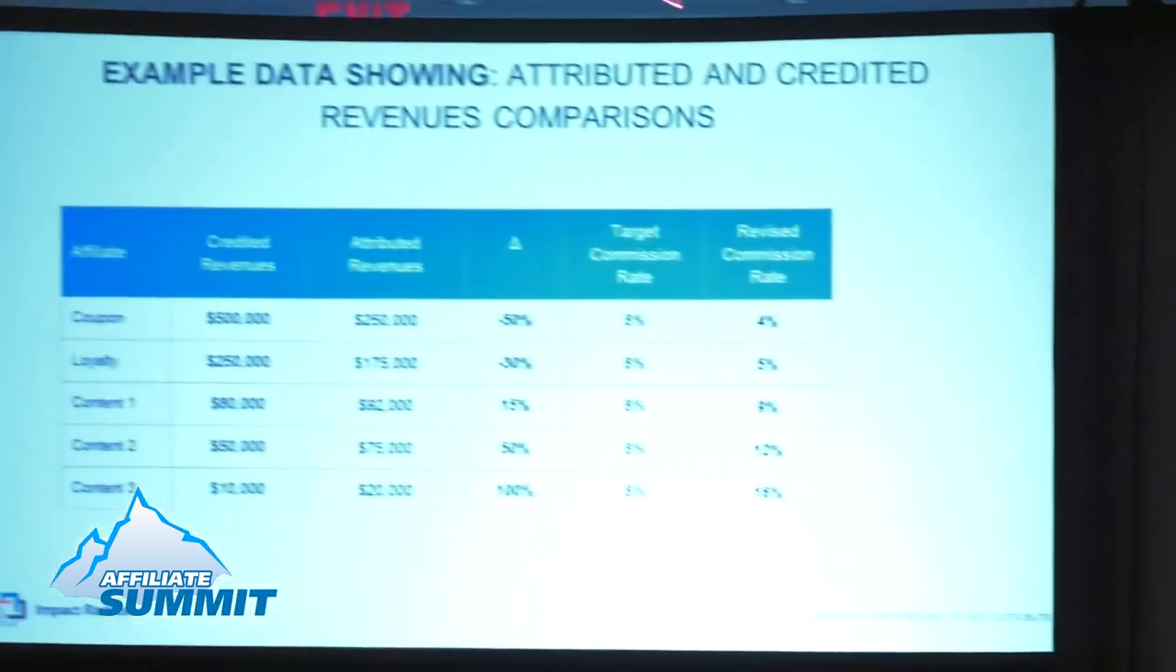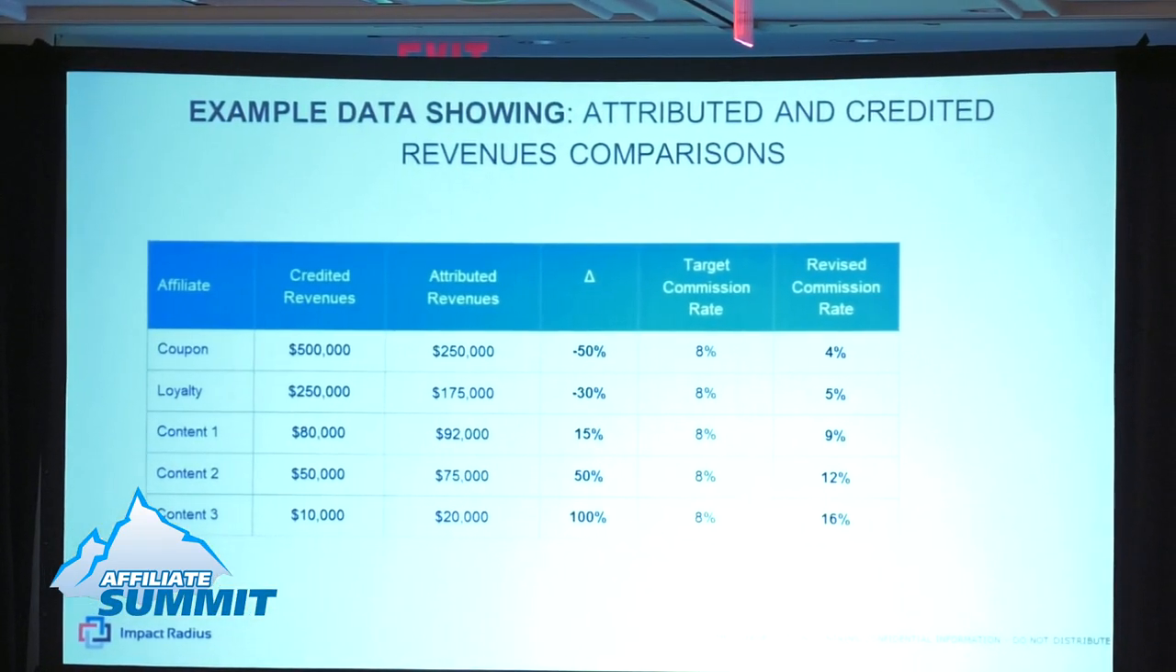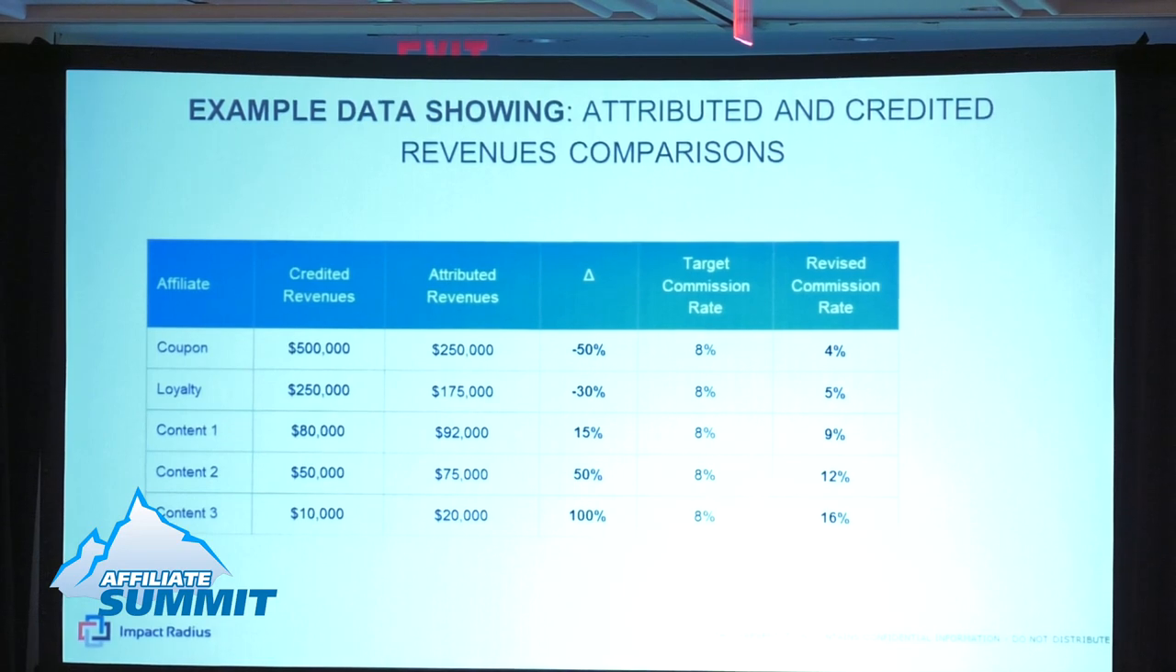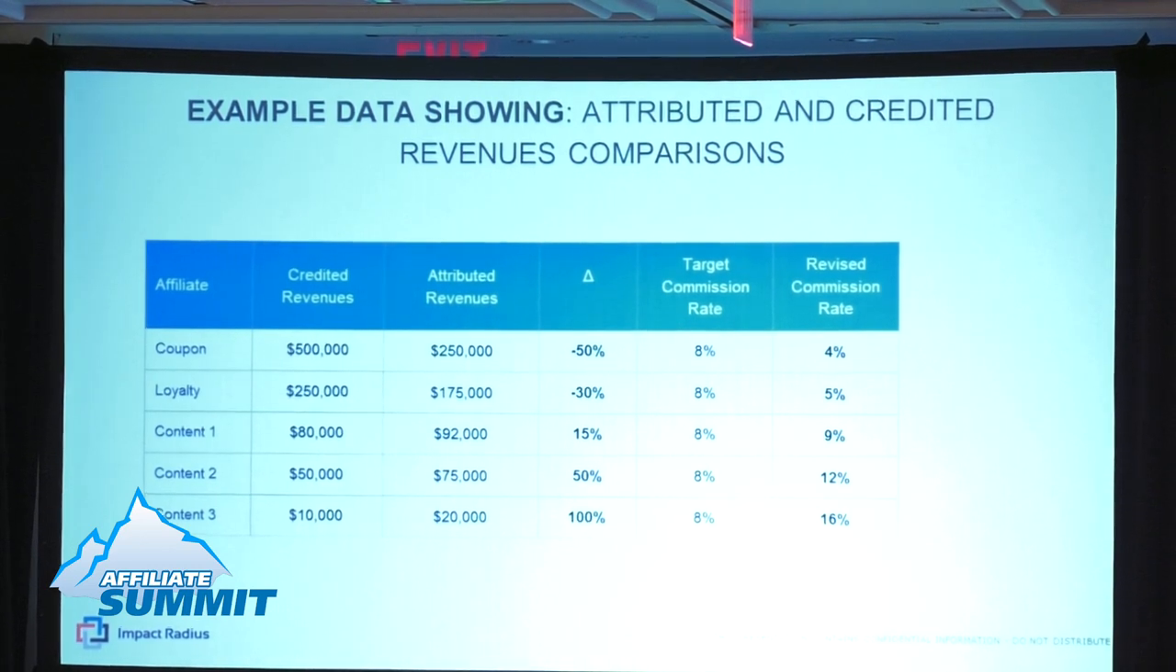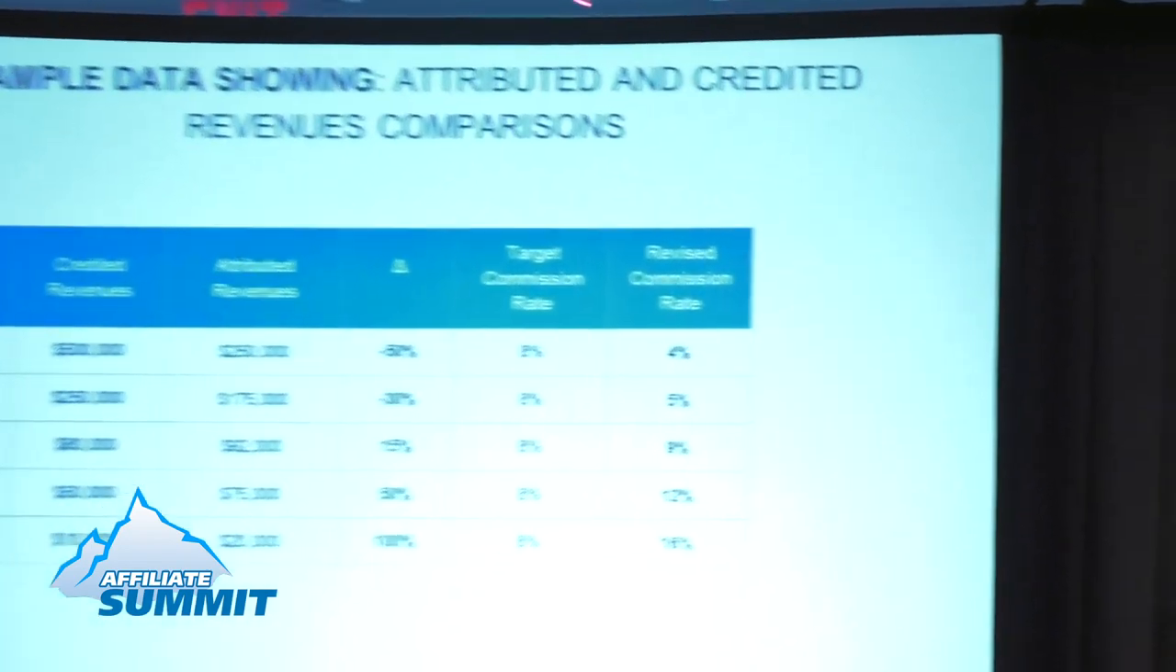So as you can see, I'm going to adjust my coupon site by 50%, and by 30% here, I'm rounding up a little bit, right? It doesn't have to be 5.27 or something like that. Now on the content one, I could leave them at 8, right? But I could also move them up to 9. And likewise with my other two content sites, I'm moving them to 12 and 16. I'm doubling the commission that I target for my program to 16.